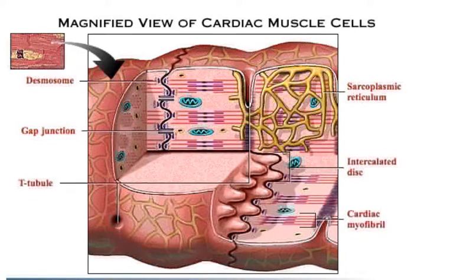Gap junctions allow the stimulating impulse to move across the heart from cell to cell, so that the heart beats as an entire unit. Without gap junctions, each cardiac muscle cell would contract alone, and the heart would be useless as a pump.